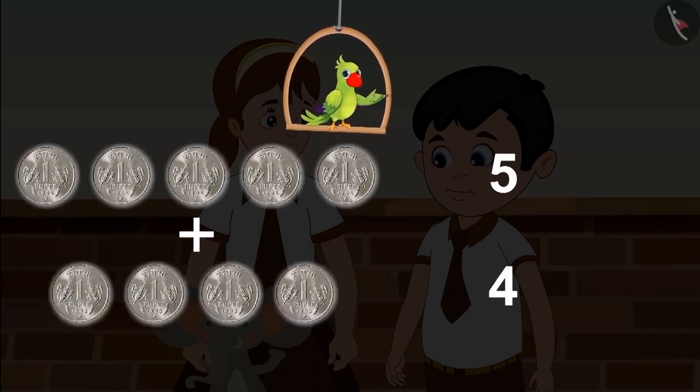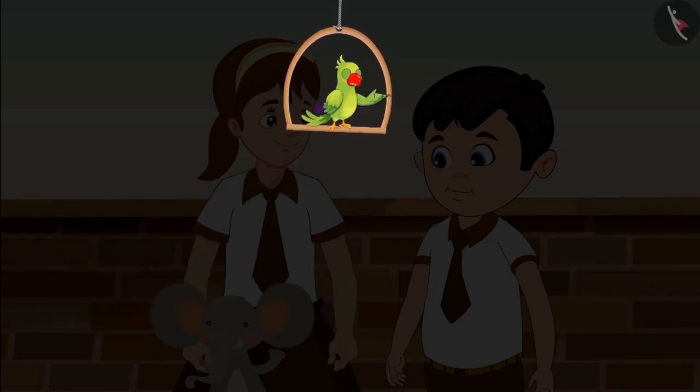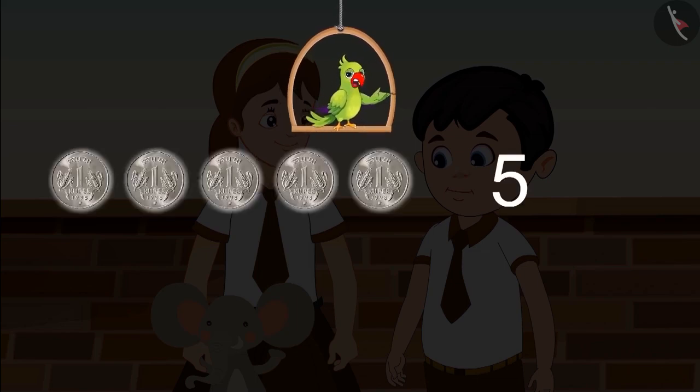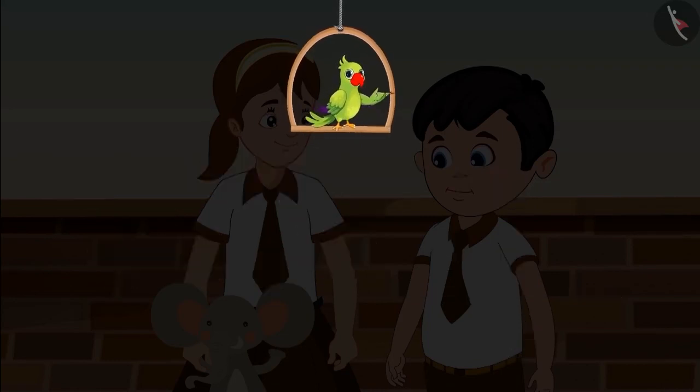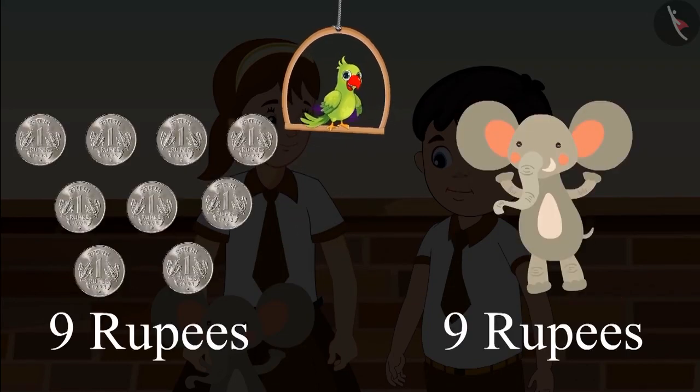So together they have 5, 6, 7, 8, 9. And we can also write it in an organized manner like this. When we add 5 rupees and 4 rupees, we get 9 rupees. Chotu and Aarti together have 9 rupees. And the elephant also costs 9 rupees.